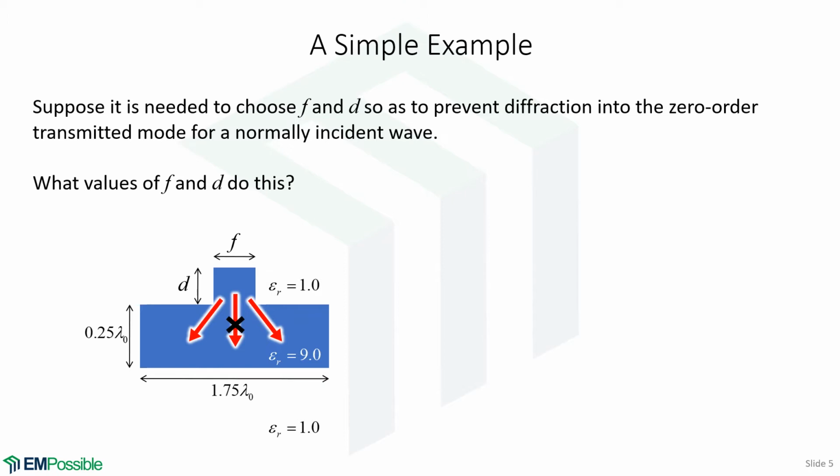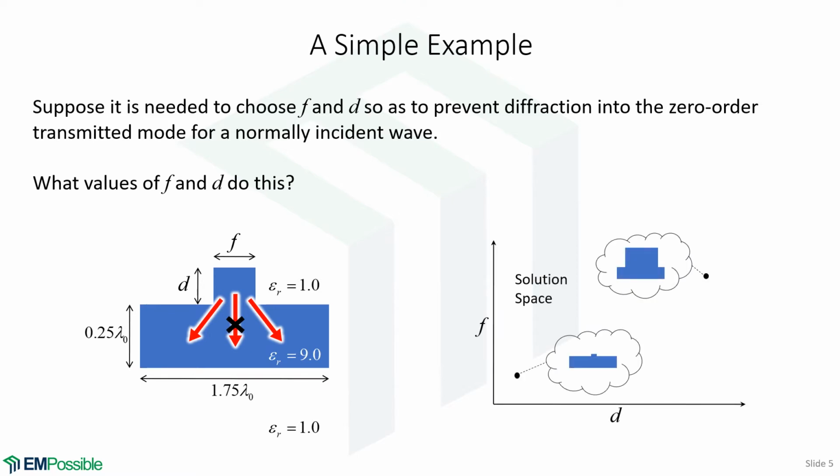Now there are some design parameters here, and the two that I've chosen are the depth and the width of this tooth relative to the grating period. What we would like to do is figure out what values of f and d lead to no power going into what is called the 0 order mode. All the power from the incoming wave gets coupled into the plus and minus 1 diffraction orders. So we want to design f and d so that no power ends up in that 0 order mode. That's our example.